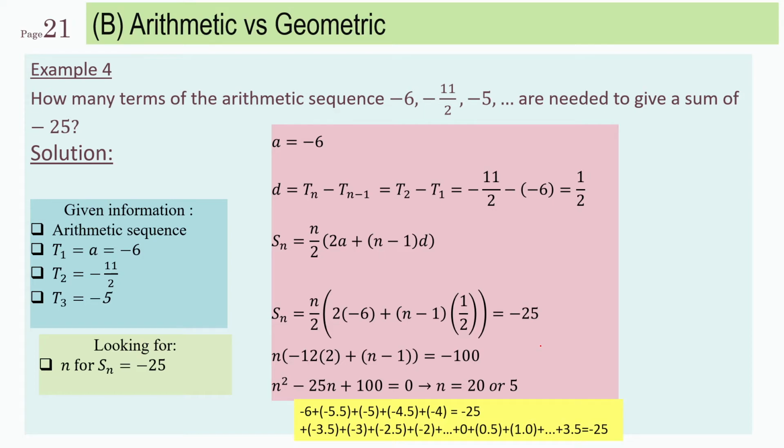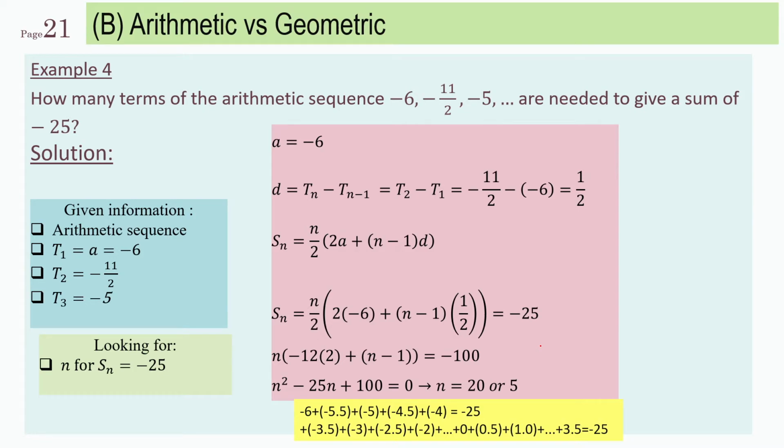Example 4. How many terms of the arithmetic sequence? If you notice, although they are negative, the value is increasing. Negative 6 to negative 5, the value is increasing. So in your brain, you already know that the common difference must be a positive number.